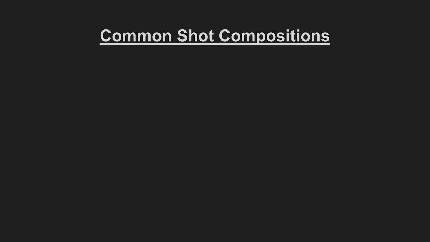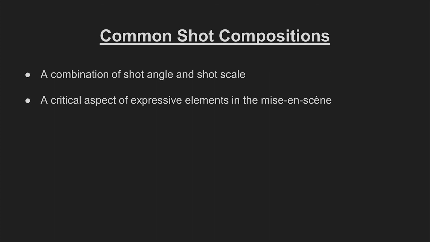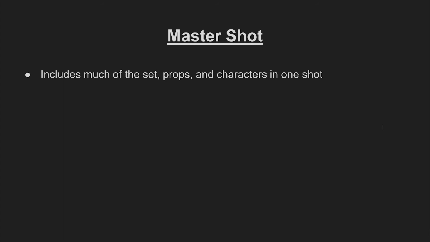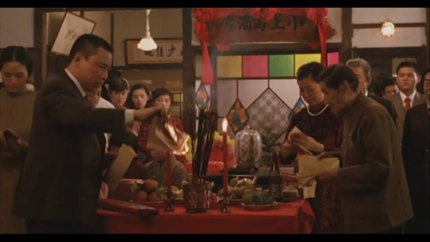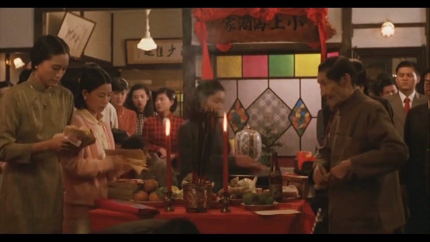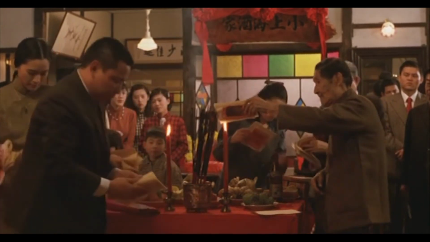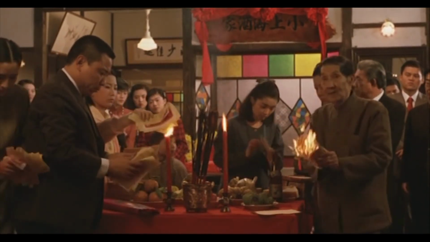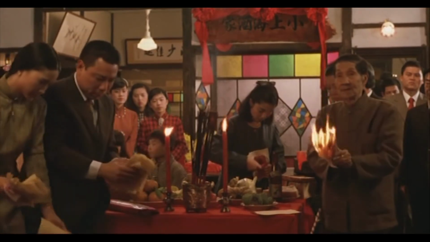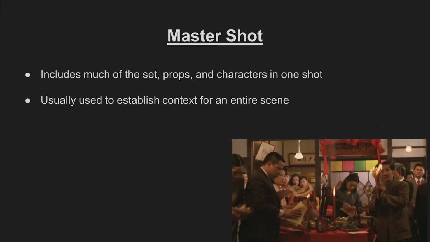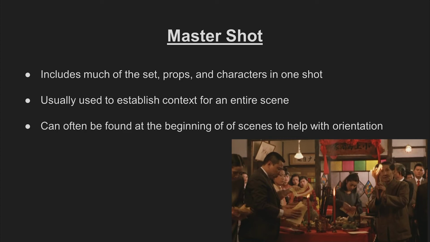Now that you know all about shot scale and angle, let's take a look at some common shot compositions. A master shot is one that includes much of the set, prop, and characters all in one. It is usually used to establish context for an entire scene, especially in older films. As you might expect, they often take place at the beginning of scenes in order to help in orientation.